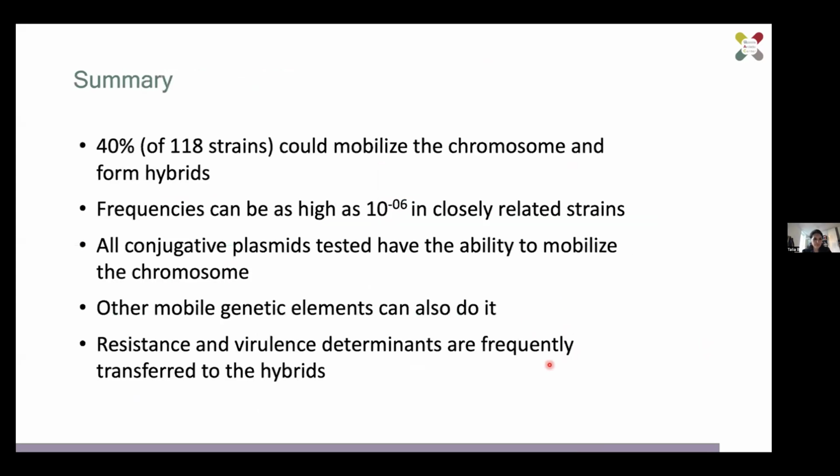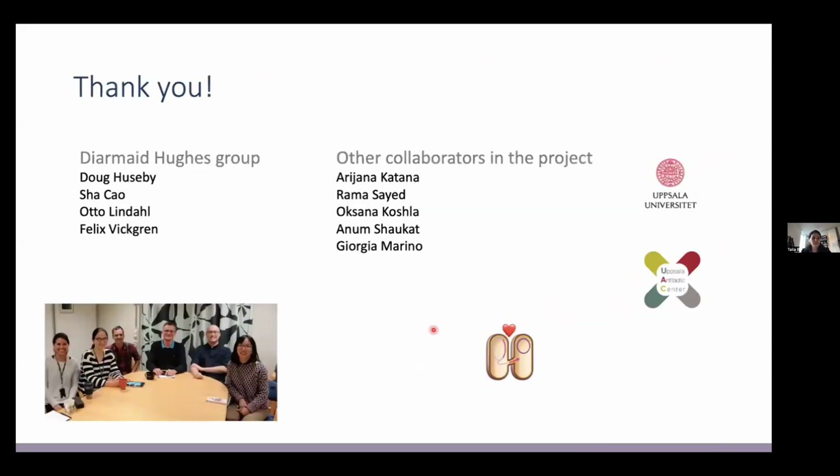So just as a summary of the whole project, we have seen that approximately 40% of the strains that we tested could mobilize the chromosome, and the frequencies can be as high as 10 to the minus 6 if the strains are closely related. All conjugative plasmids that we tested could do it, and we showed that other mobile genetic elements can also do it. This is the ICE that we showed. And resistance and virulence determinants are frequently transferred into these hybrids.